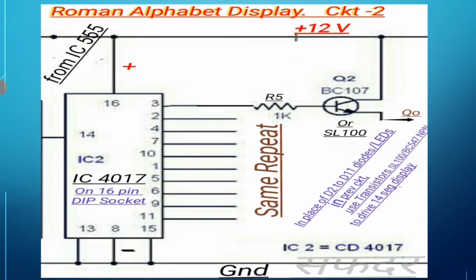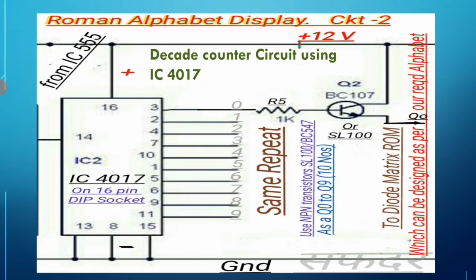Here is shown how you can connect transistor SL100 or BC107. These are all NPN type transistors, connected to pins number 3 to 11 of 4017. 4017 is a 16 pin IC. The outputs of the transistors from the emitter are connected to the diode matrix ROM.